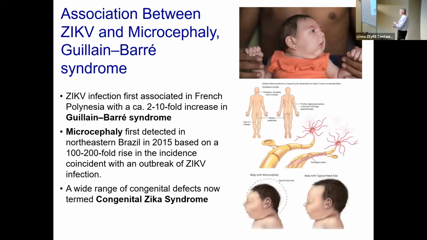So I want to finish up mainly by talking about Zika virus. I'm sure that you remember Zika even better than chikungunya here in Colombia. I don't really need to say much about it, except to remind you that it's associated with two forms of severe disease: Guillain-Barré syndrome in all age groups, and microcephaly or other congenital defects that are now termed congenital Zika syndrome when pregnant women become infected, especially during early stages of pregnancy.